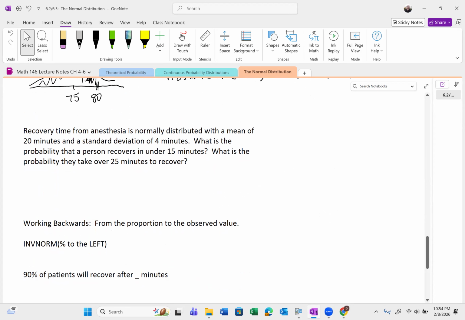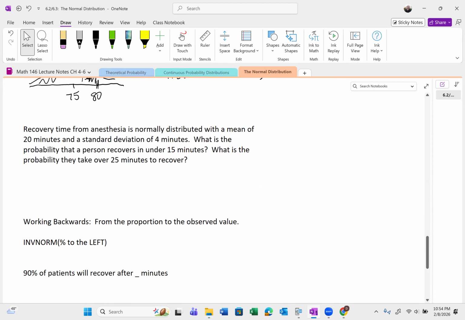We know that recovery time from an anesthesia is normally distributed with a mean of 20 minutes and a standard deviation of 4 minutes. I want to know what is the probability that a person recovers in 15 minutes. So we have a normal distribution, and the mean is 20. I always like to draw a picture just to help me visualize. The standard deviation is 4, and we want to know the probability they're going to recover in under 15 minutes.